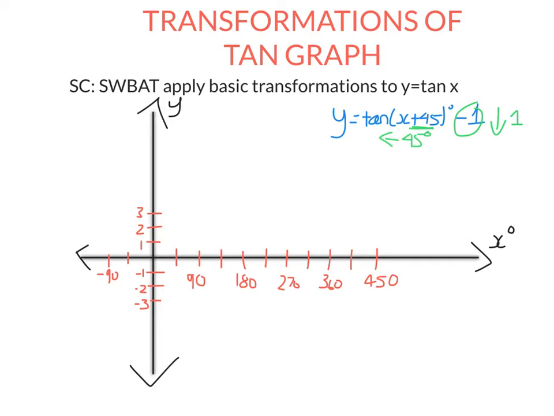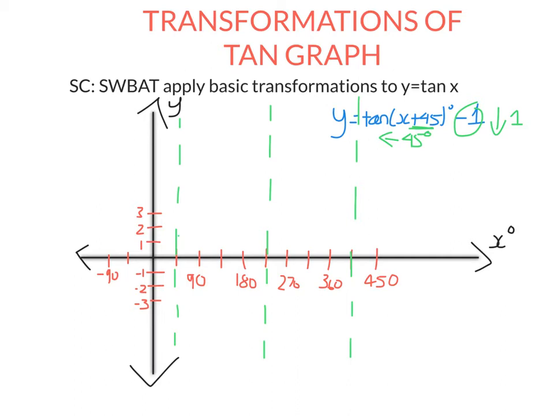So what do we know about y equals tan x? We know it has asymptotes here at x equals 90, at x equals 270, at x equals 450, and so on. Because we've moved the graph 45 degrees to the left, instead of the asymptote being here at x equals 90 degrees, it will be here at x equals 45 degrees. And similarly, the asymptote that was here at x equals 270 degrees will be moved here to 225 degrees. So these green lines show you that the graph has moved 45 degrees to the left.